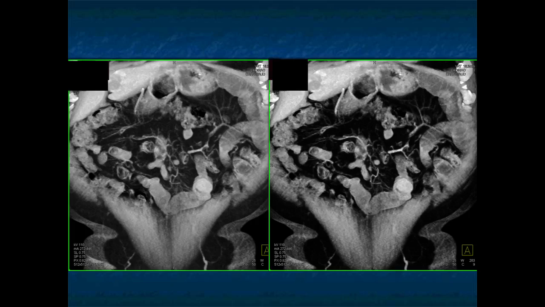Could it be a metastasis to the bowel, like a renal cell? Could it be a GIST tumor? Could it be a carcinoid tumor? Those are all really good possibilities. Doesn't have the look of adenocarcinoma.